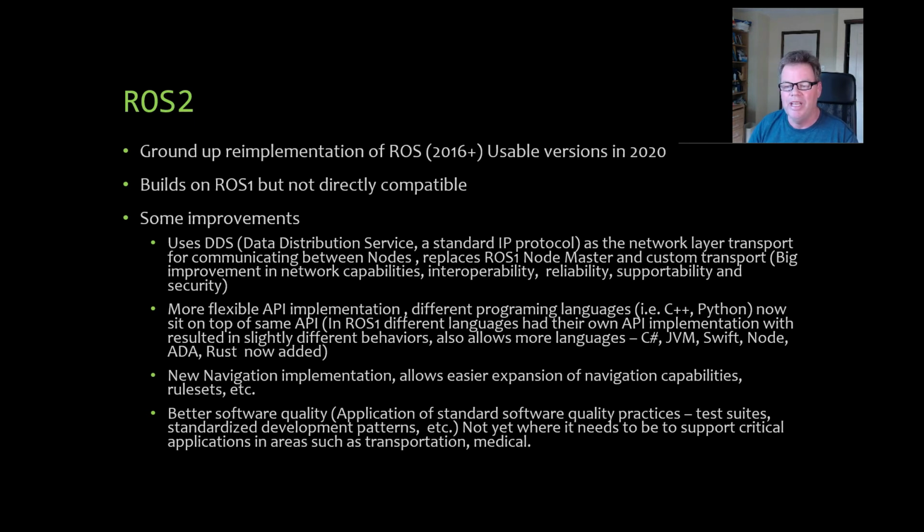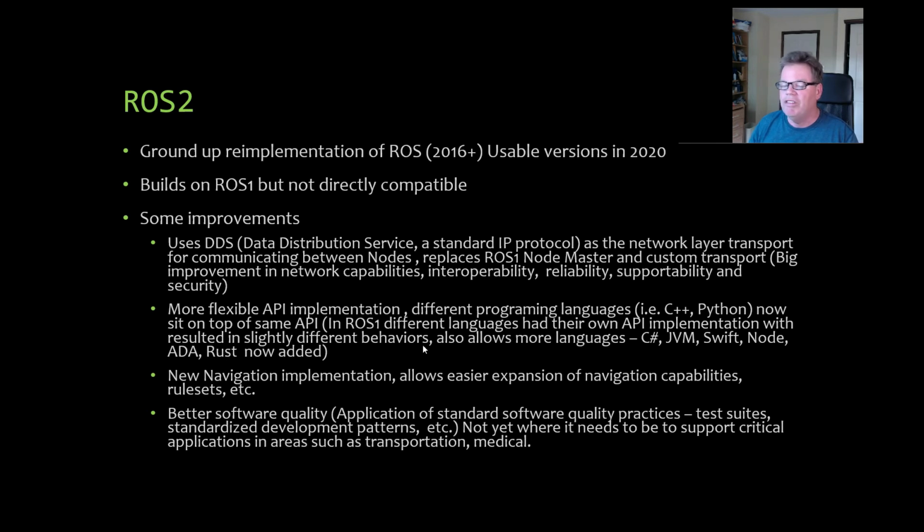So what they did when they rebuilt ROS from the ground up as ROS2, they made a standard API layer that all languages use. So as well as C++ and Python using the standard API for ROS, it opened it up to a lot more languages. Now you see C#, the JVM, so Java programs, Swift, Node, Ada, Rust, have all been added as supported languages for ROS2. There's probably more out there as well, but it just shows the benefit of having a standard API there.